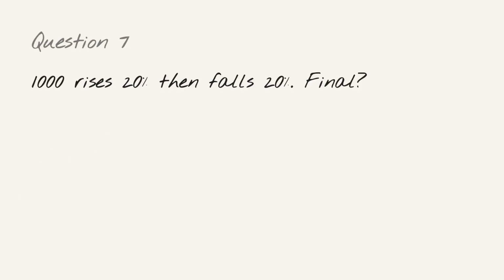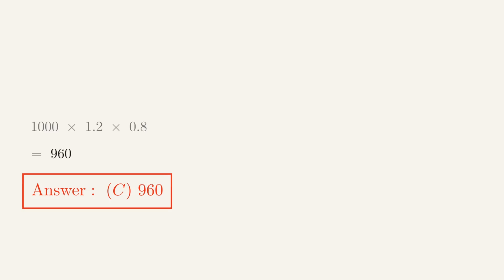1000 rises 20%, then falls 20%. The final value is 1000 times 1.2 times 0.8, which is 0.96, so 960, a 4% net loss, not zero. Up then down by the same percentage always loses because the fall applies to a larger base. The net here is a 4% loss, not zero.